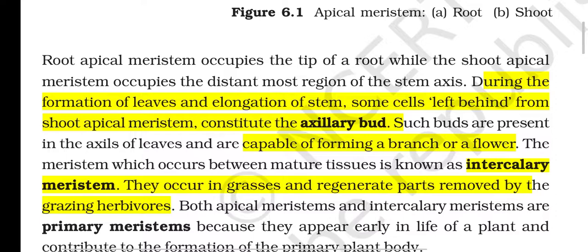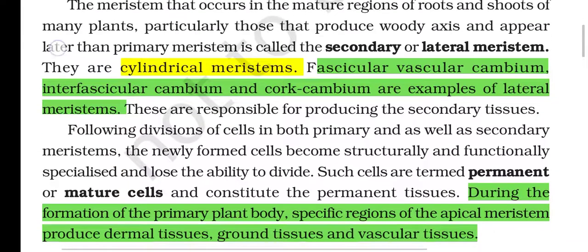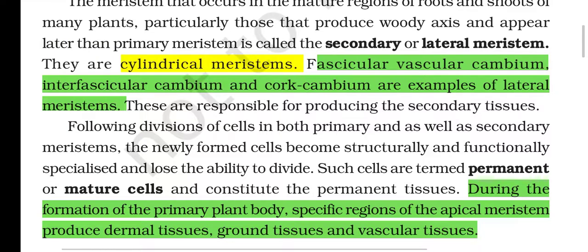Both apical meristems and intercalary meristems are primary meristems because they appear early in life of a plant and contribute to the formation of the primary plant body. The meristem that occurs in the mature regions of roots and shoots of many plants, particularly those that produce woody axis and appear later than primary meristem, is called secondary or lateral meristem. They are cylindrical meristems. Fascicular vascular cambium, interfascicular cambium, and cork cambium are examples of lateral meristems. These are responsible for producing the secondary tissues.